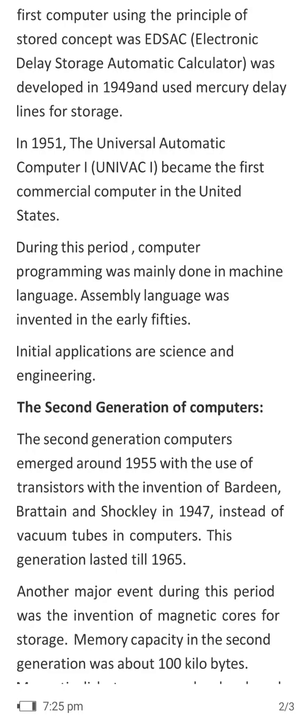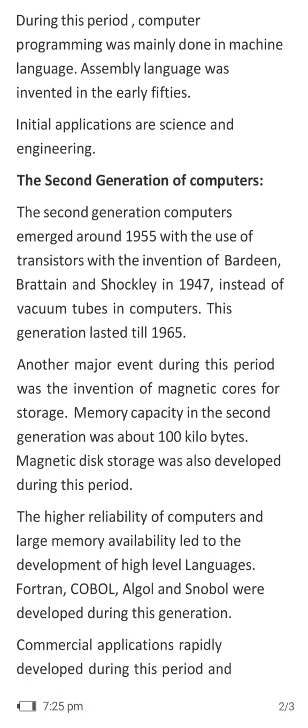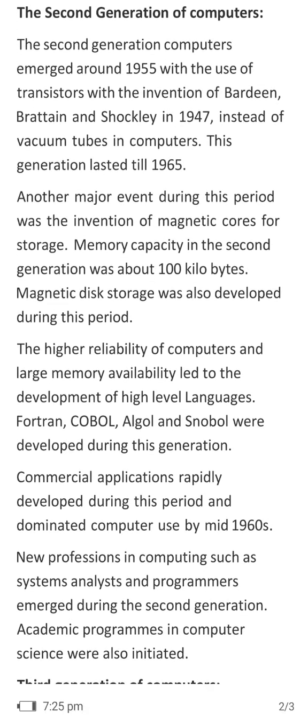And the second generation computers, the time period is from 1955 to 1964. They emerged in 1955 with the usage of transistors, with the invention of Bardeen, Brattain and Shockley in 1947, instead of vacuum tubes. This generation lasts till 1965, and another major event during this period was the invention of magnetic core for storage. Memory capacity in the second generation was about 100 kilobytes, and magnetic storage was also developed during this period.